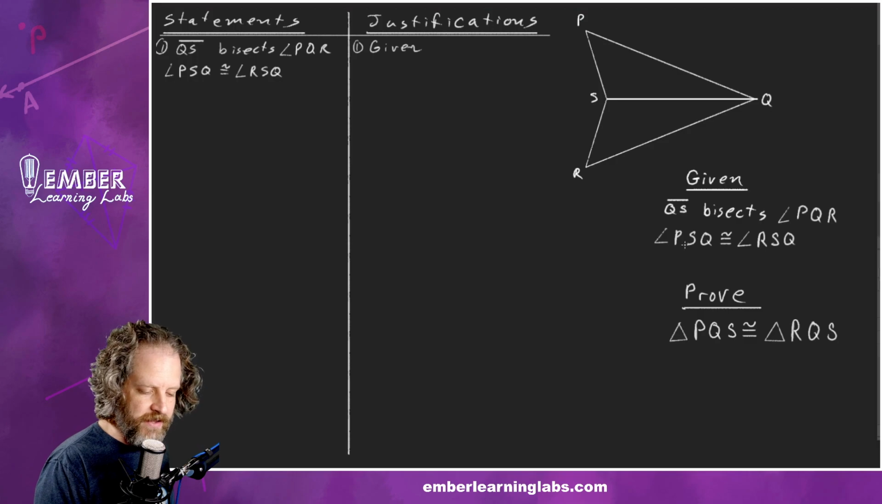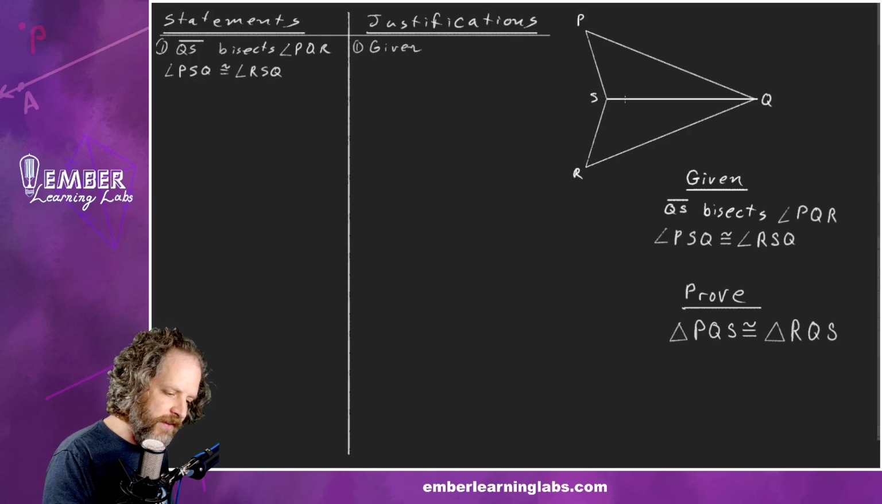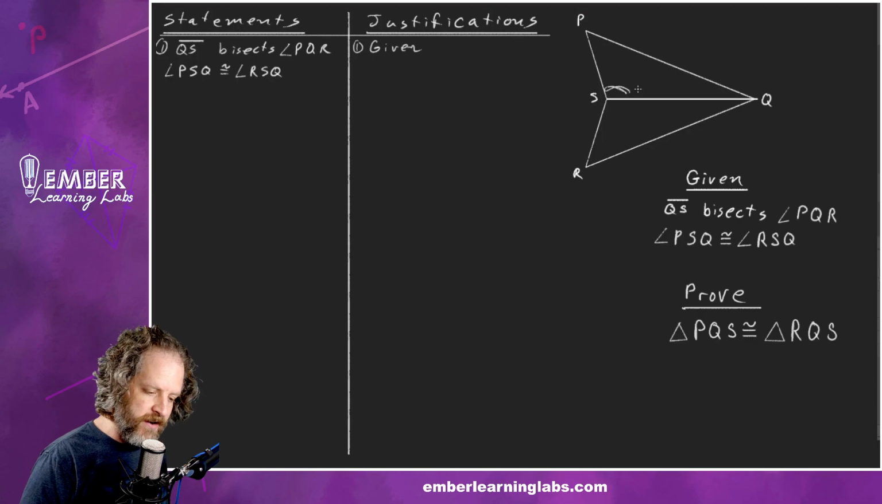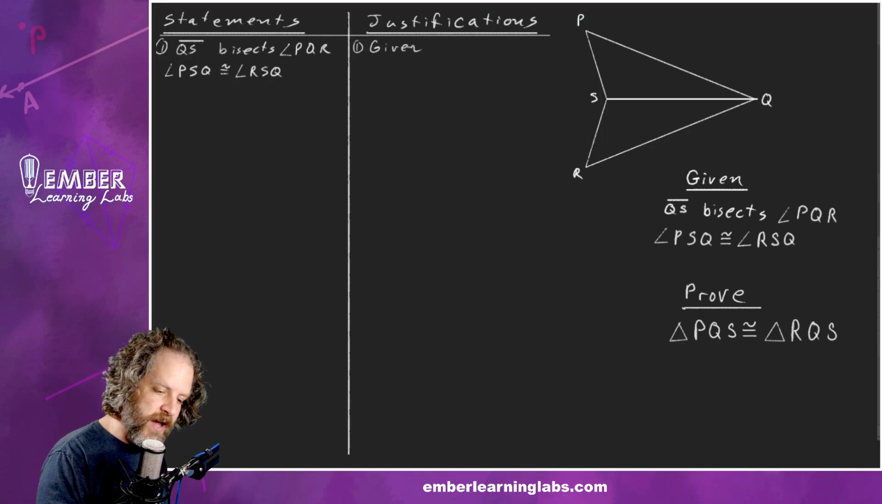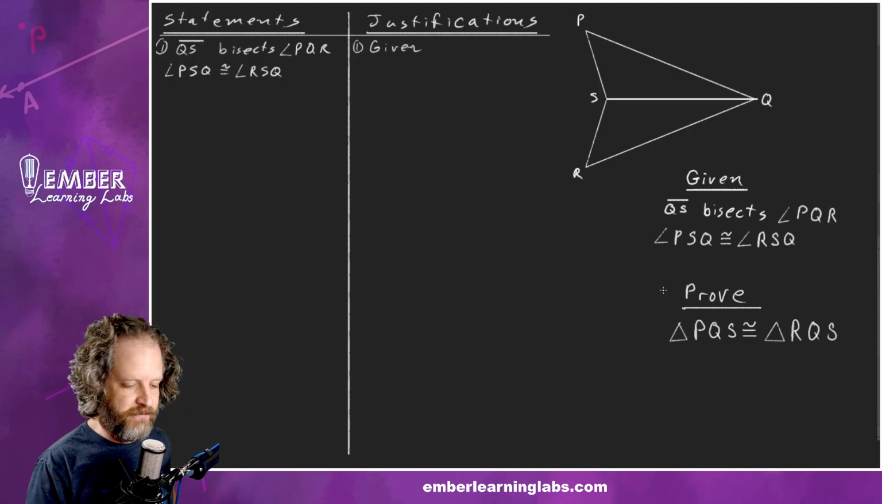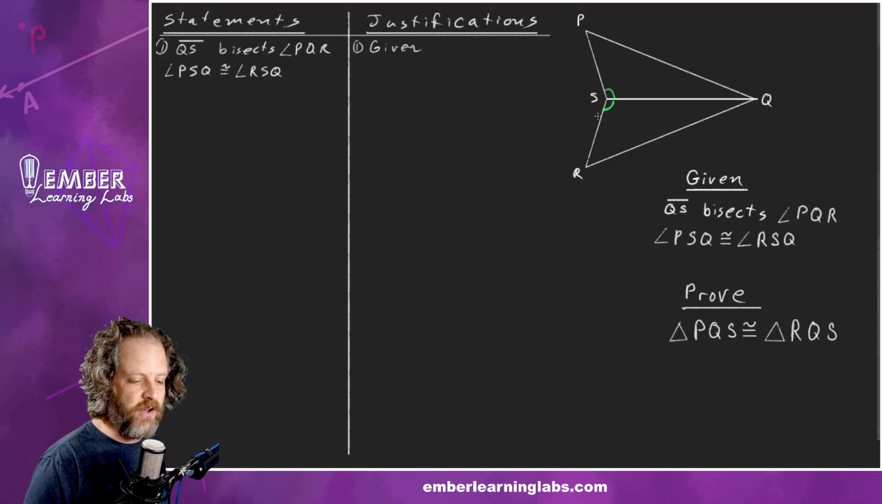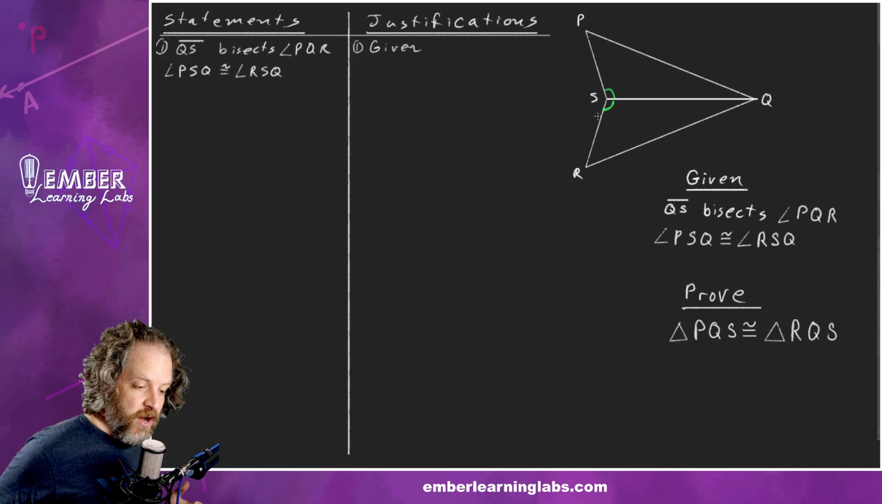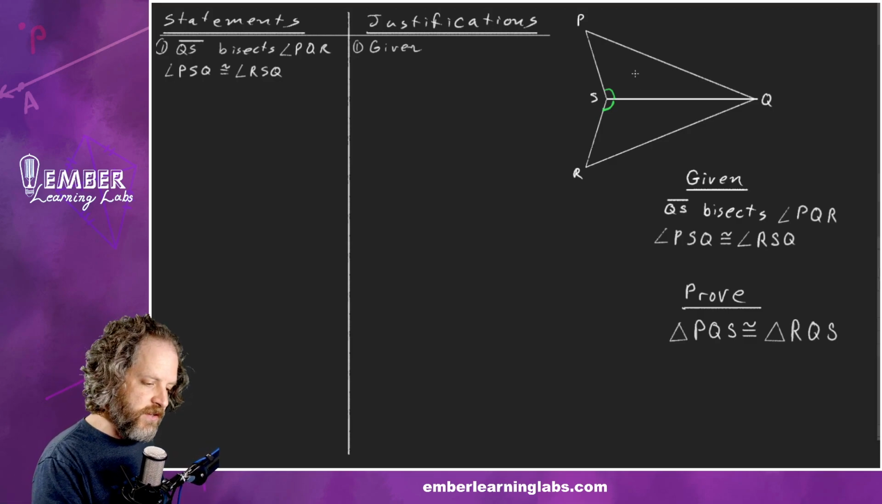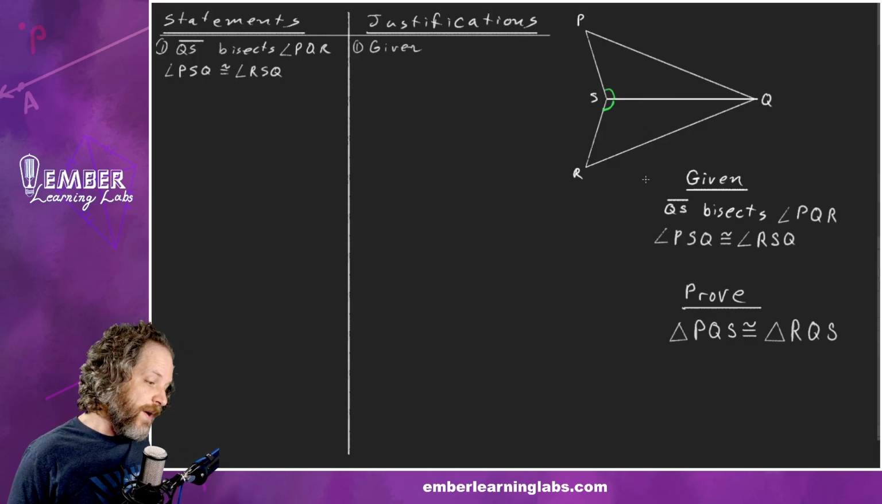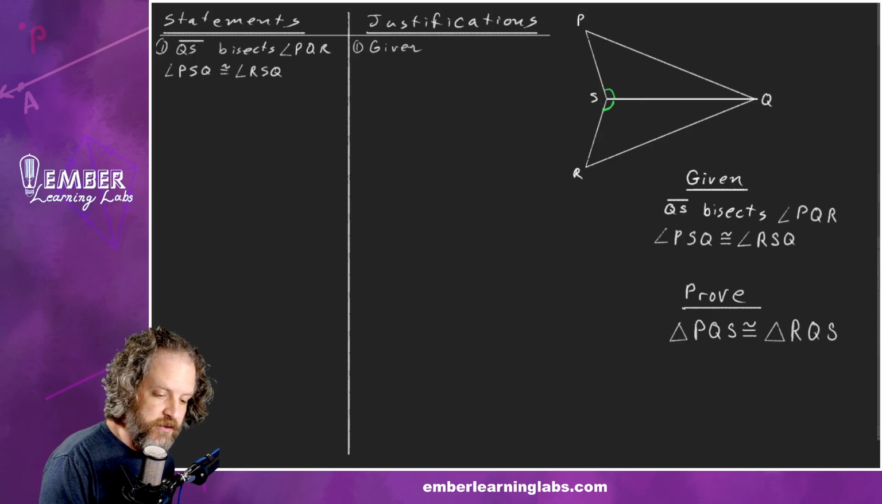And we're also given that angle PSQ, so that's this guy right there, is congruent. Now this one we are going to go ahead and label, because this one we don't need one extra step to say something with it like this one. So angle PSQ is congruent to angle RSQ, right? So these two angles are congruent, and we're supposed to prove that these two triangles are congruent.